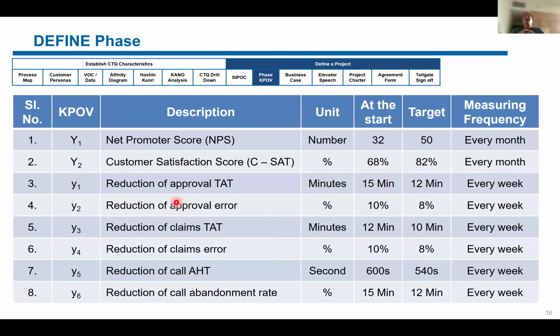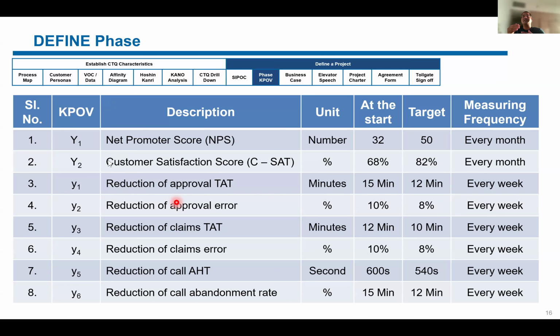These are the key process output variables that I will be tackling as a part of the project. So you see the two big Ys, Y1 and Y2, which are the net promoter score and the customer satisfaction score. Net promoter score is a number. At present, it is at 32. We want to improve it to, actually it is 52, not 50. The measuring frequency is every month, and so on and so forth. Customer satisfaction survey score is at 68%. When we started off, the target was to improve it to 82%.